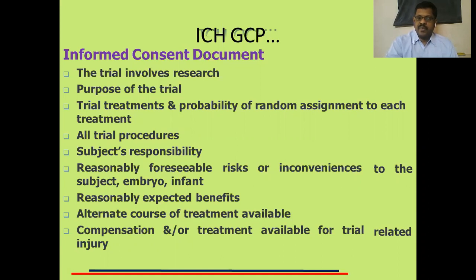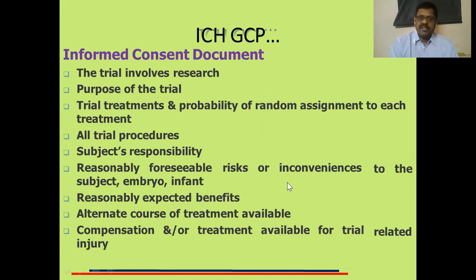The purpose of the trial should be mentioned in that informed consent document. Why it is done, what are the benefits associated with this, what are the risks also with this. The trial treatments and probability of random assignment to treatment. What experiments they are going to do in detail should be given in this informed consent document. All trial procedures should be explained. And what are the responsibilities of trial subjects, how they have to be while taking part in this study, what medicines are to be taken, how to report any problems, everything.